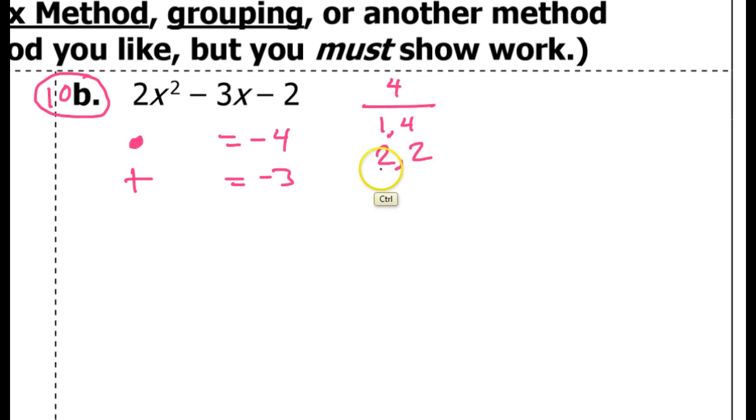Now, which of these can make -3 if I pick the signs right? Well, it's the 1 and the 4. I can make -3 out of this pair if I have a +1 and a -4. So let's go +1 times -4. Guess what? That's -4. So, time to make the box.